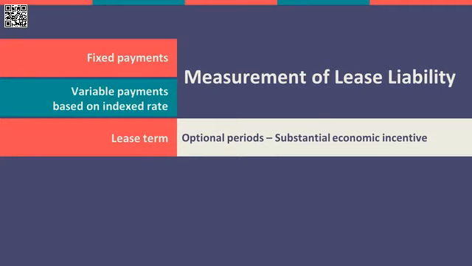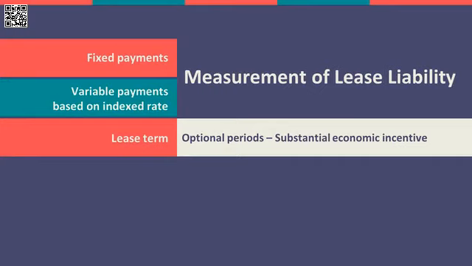Well, we include the optional period if there is a substantial economic incentive for the lessee to take the additional period. For example, imagine that the rental term within that second 5-year period was so attractive that the company would be foolish not to take it. Or imagine that the building was actually very specialized and had gone through lots of customization. Well, the business is very likely, therefore, to take the 5-year extension.